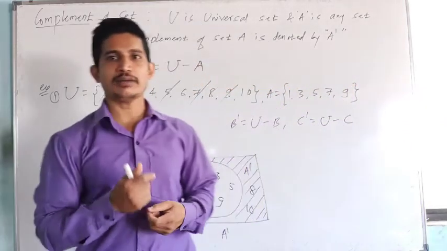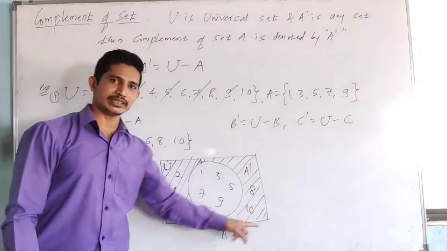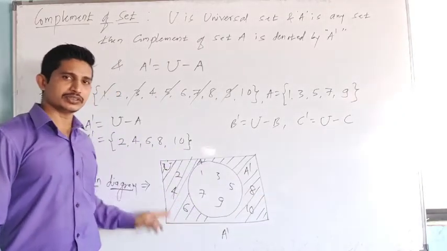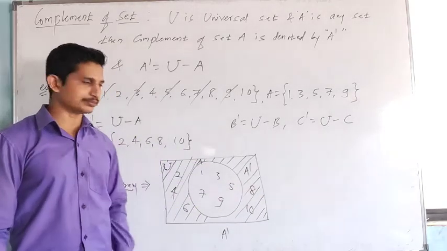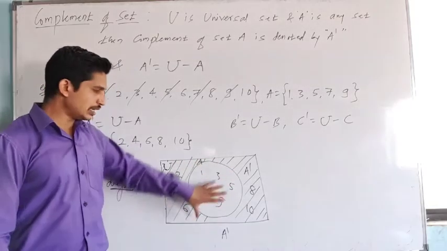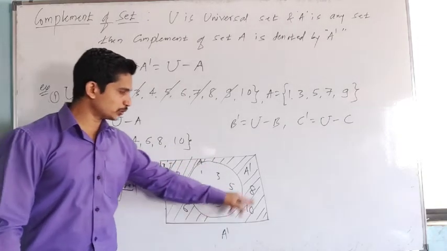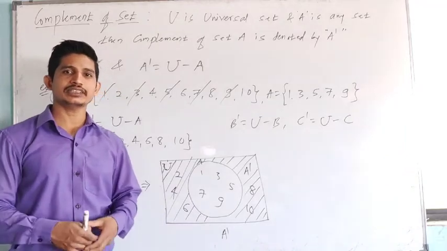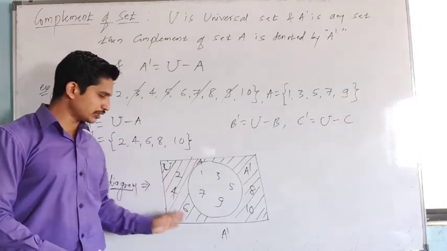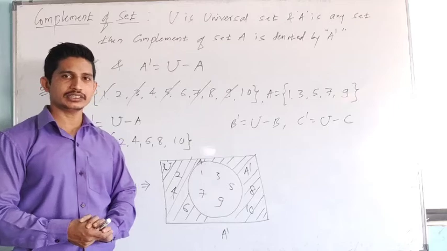Now let's see how to draw the Venn diagram. First of all, draw a rectangle. This full set, this rectangle, is called the universal set. In that, all the elements will come. Now this is the circle for A. Leaving the portion of A, whatever portion is left, is called A dash. That remaining drawn portion is called A dash.